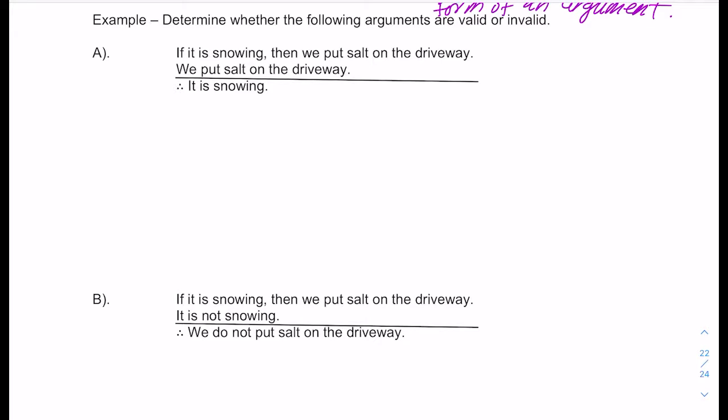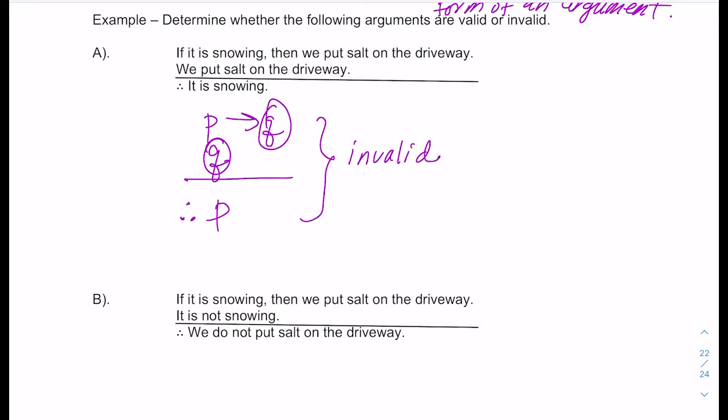In letter A, it says, if it is snowing, then we put salt on the driveway. So if P, then Q. We put salt on the driveway, which is Q. Therefore, it is snowing, P. Is that valid or invalid? If you said invalid, you're correct, because just because we fulfilled Q doesn't mean we did the previous part, the if. So this is invalid. And it's known as the fallacy of the converse.